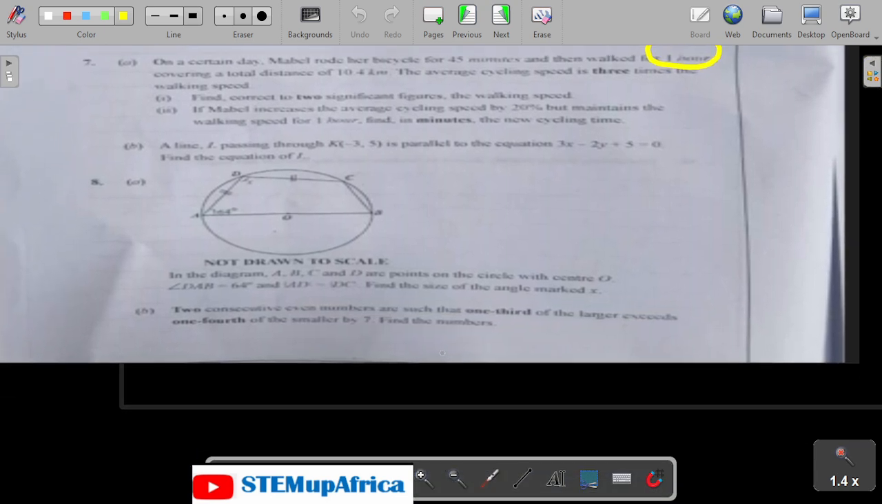Question 8b. Say two consecutive even numbers are such that 1/3 of the larger number exceeds 1/4 of the smaller number by 7. Find the numbers. So I'm dealing with two consecutive even numbers. Even numbers differ by 2.